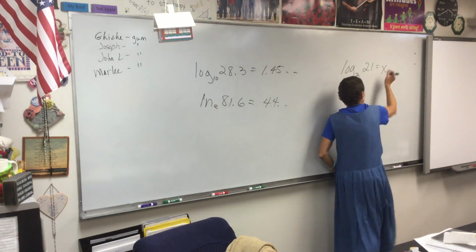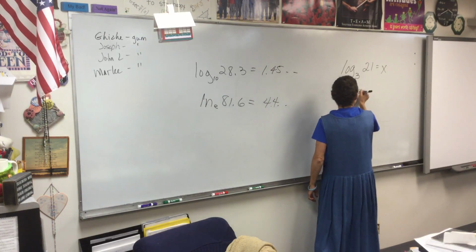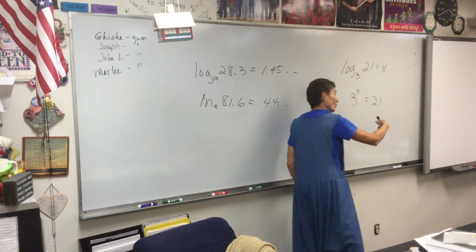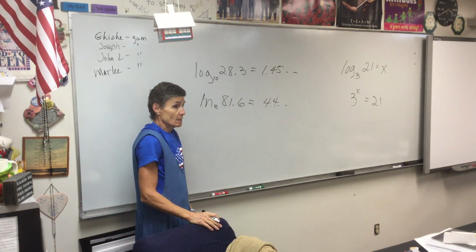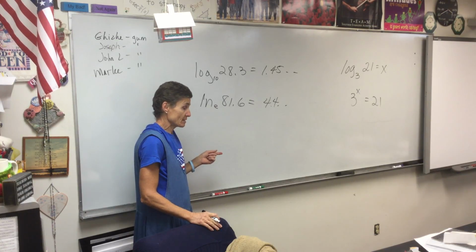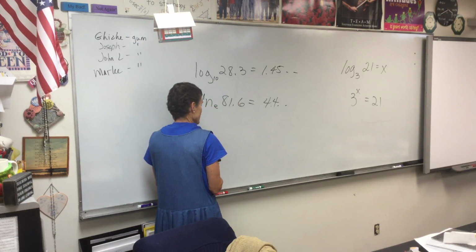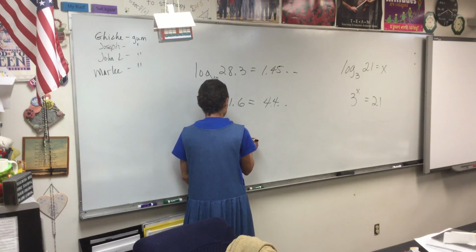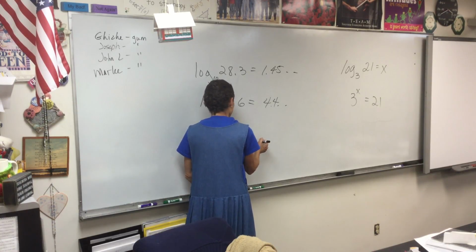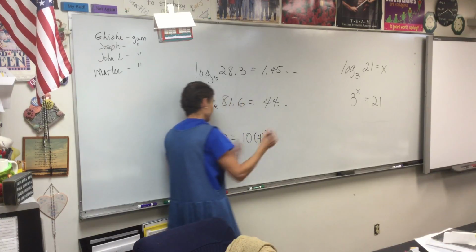So here's what I'm going to do. I'm going to translate it into 3 to the x equals 21. Now, no one's confused about that, right? We've done that before. Now, think of the word problems we did yesterday, where we had some situation where 500 equaled 10 times 4 to the x, or something like that.